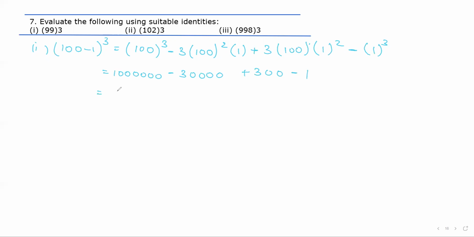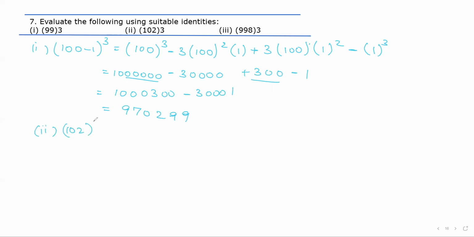So this will be equal to 1,000,000, then 300, so 3 will be placed over here, 300, you're adding these two, minus these two will again be added, 3 zeros and then a 1. Solving this, you will get 970,299. I'm leaving the calculation to you because this is a simple subtraction.